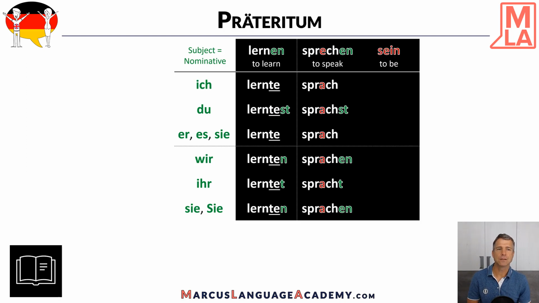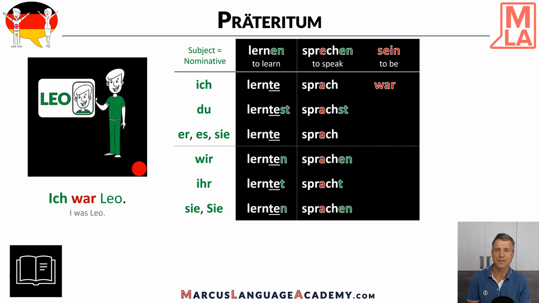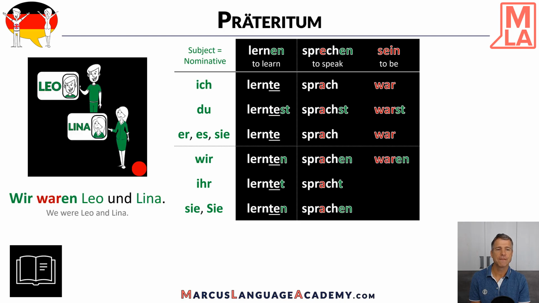But let's see the really important verb to be and how it transforms into Präteritum. In first person it would be ich war, I was. Ich war Leo, I was Leo. In second person, it's quite irregular, it would be du warst Leo. So we add st again and it stays really irregular. In third person, er war Leo. No ending, just war. In the plural, wir waren. We add en.